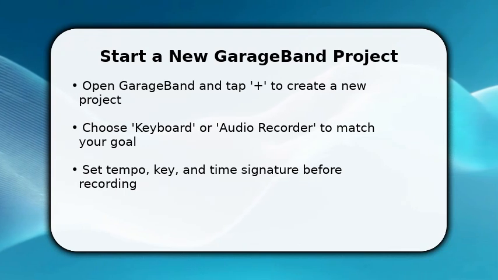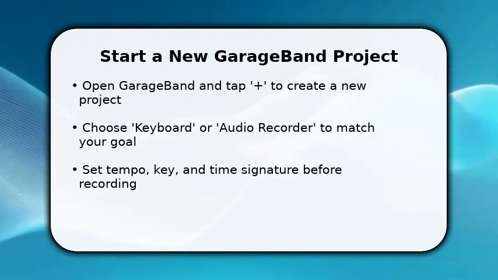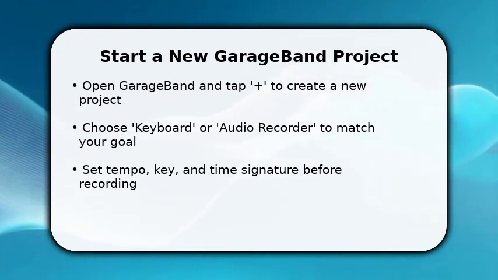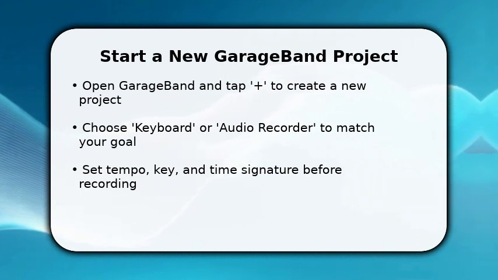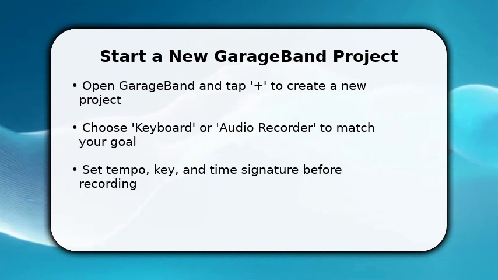You begin by opening Garageband and creating a new project. This lets you control tempo, key, and time signature up front. Tap plus and select an instrument, keyboard if you want chords, or audio recorder for vocals. Once done, name the project and check input levels.